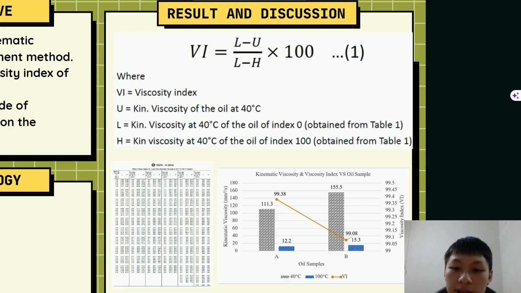The viscosity index is an arbitrary, unitless measure of a fluid's change in viscosity relative to temperature change. Oil with a high viscosity index experiences less change in viscosity with temperature variations compared to oil with a low viscosity index. As a result, samples A and B have a strong viscosity index, which means they exhibit strong resistance to viscosity changes with temperature.